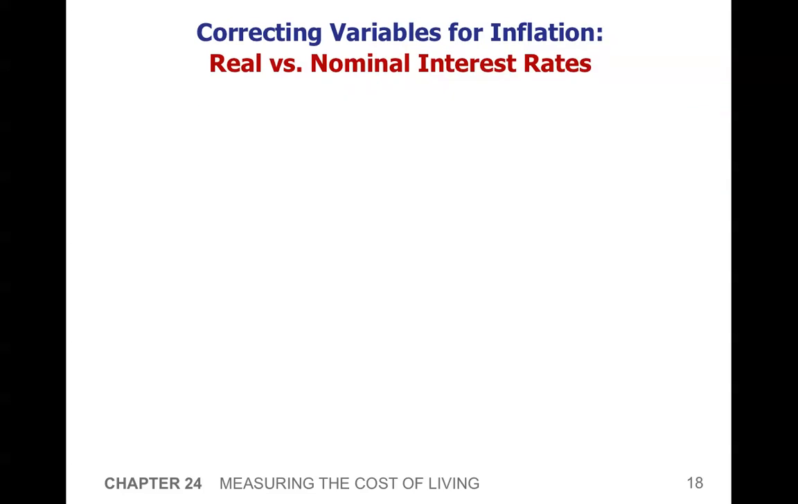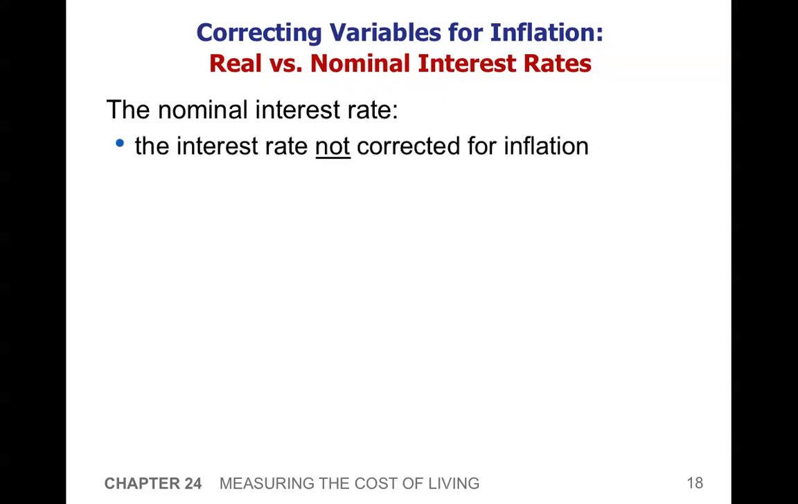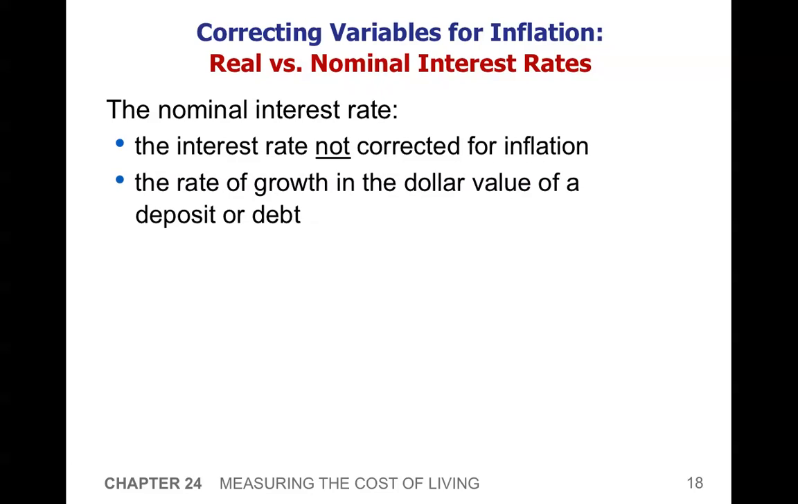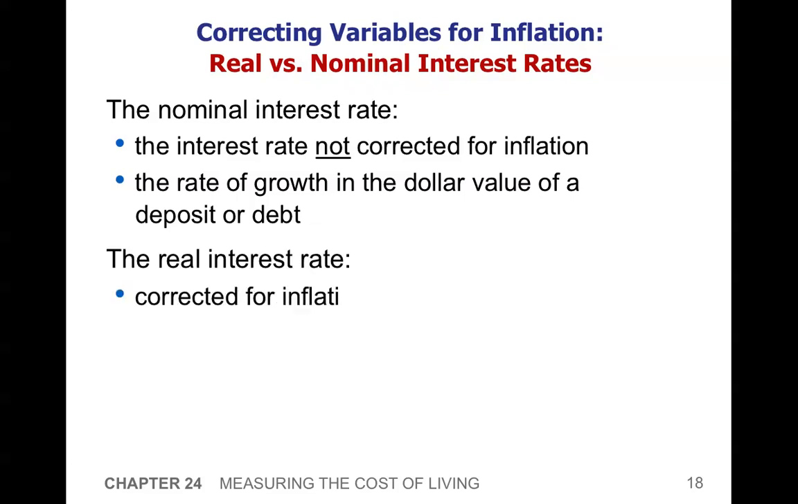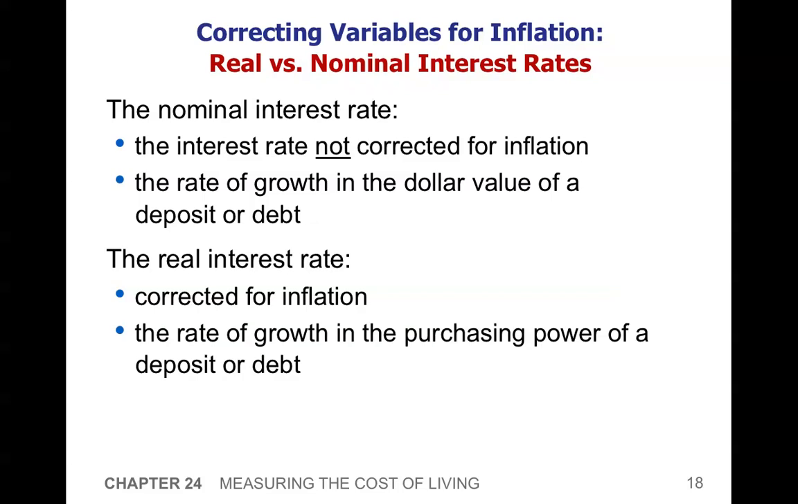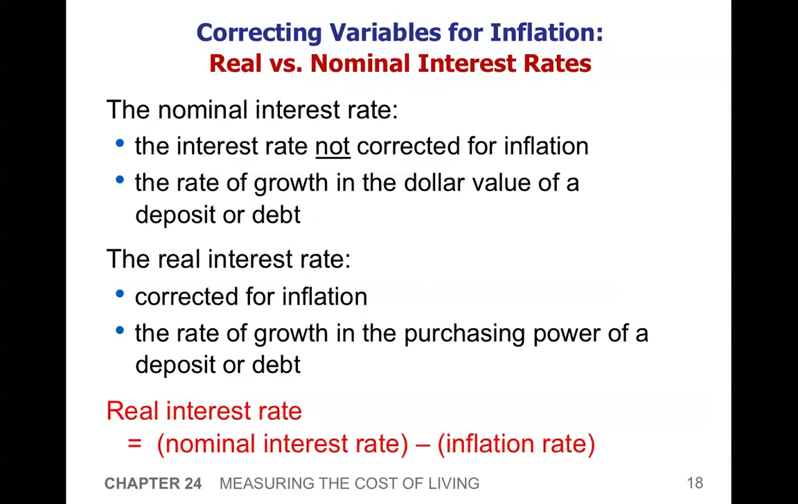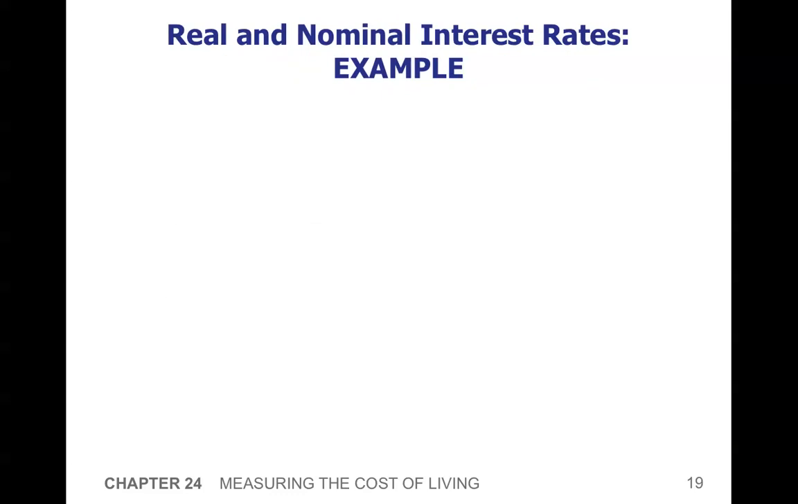Now we can also correct interest rates for inflation. The nominal interest rate is not corrected for inflation, and this is the rate of growth of the dollar value of a deposit or debt. The real interest rate is corrected, and it's the rate of growth in the purchasing power of the dollar value of a deposit or debt. And the real interest rate is the nominal interest rate minus inflation. So now we are subtracting since we're dealing with rates, as opposed to dividing when we're dealing with actual amounts. And here's an example.